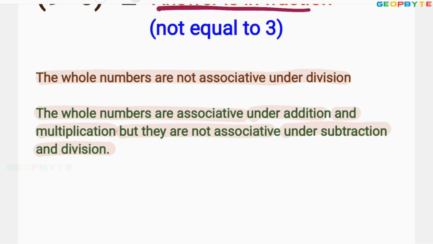I hope all of you clearly understood about the whole number properties of closure property, the commutative property, and the associative property. With this, I am concluding this video. The remaining properties I will discuss in the very next video.